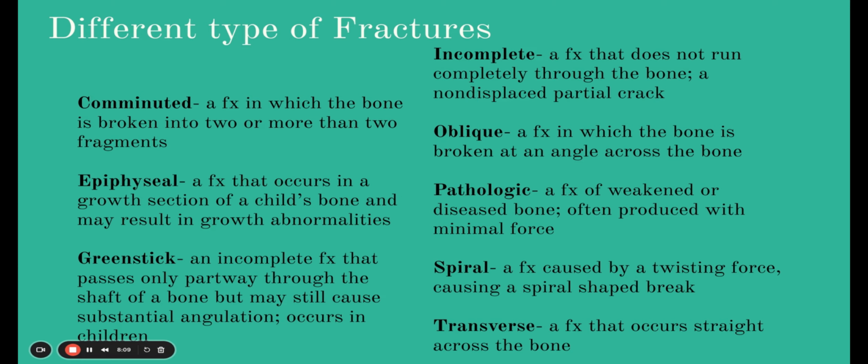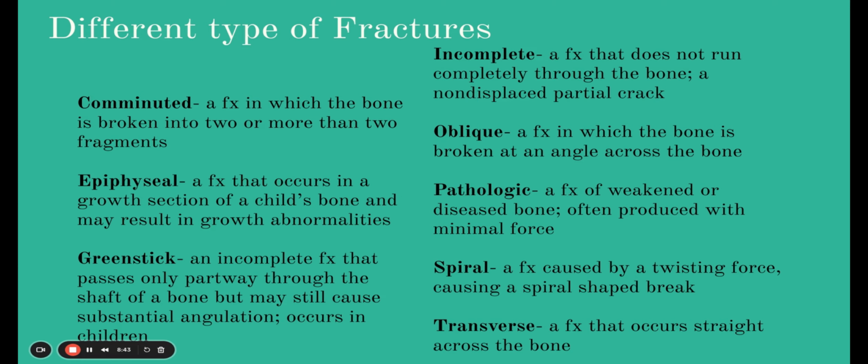Then we have an oblique fracture, which is a fracture in which the bone is broken at an angle diagonally across the bone. Then we have a pathologic fracture, which would be a fracture of a weakened or diseased bone, often produced with minimal force. This is what I was talking about, it's common in geriatric patients, especially if they have osteoporosis or they've had cancer in the past, maybe chemo has weakened their bones, anything of that sort.